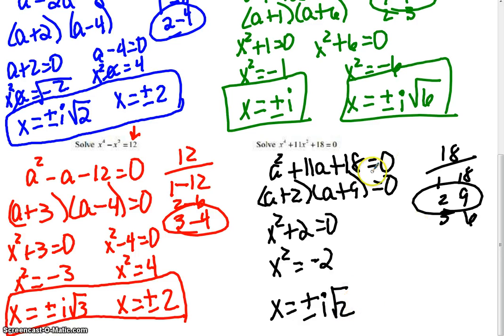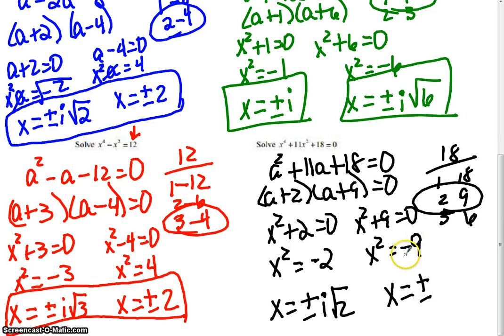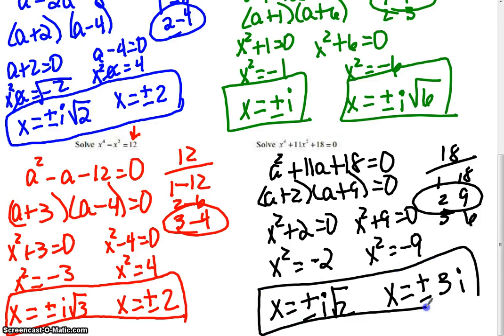For this one, you're going to say x squared plus 9 equals 0. x squared is equal to negative 9. So x is equal to plus or minus the square root of negative 9, which is going to be 3i. And that is your solution.